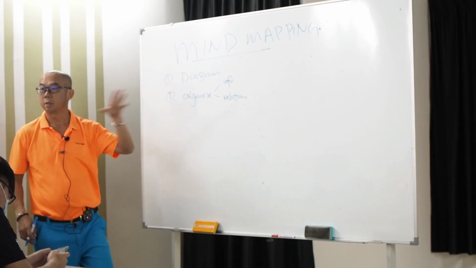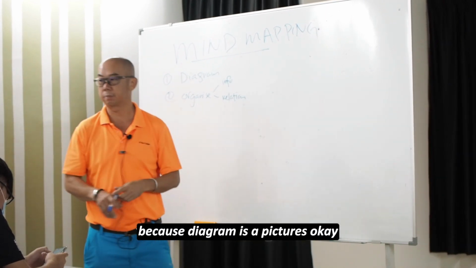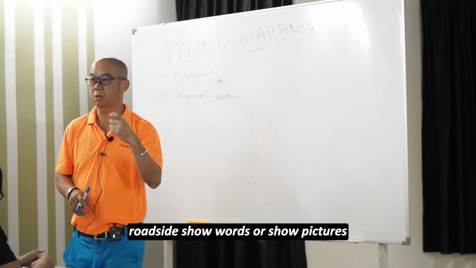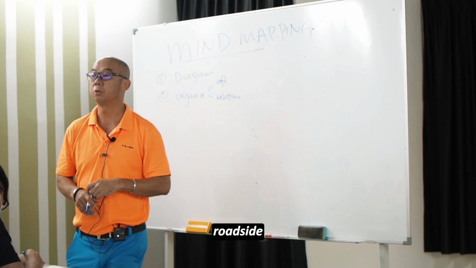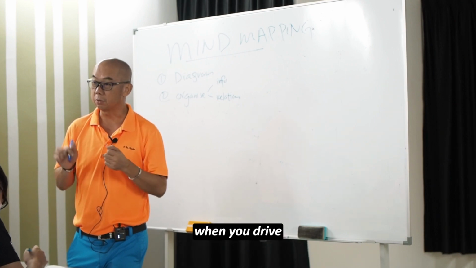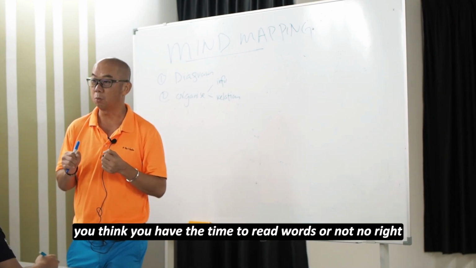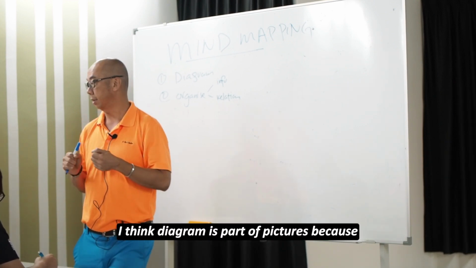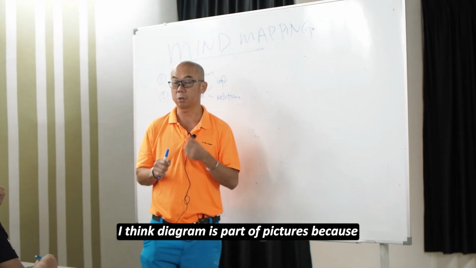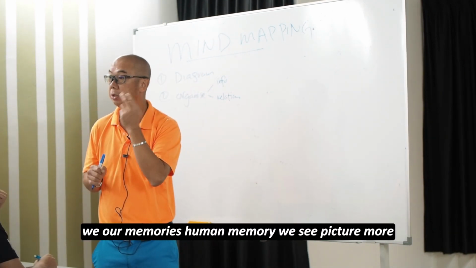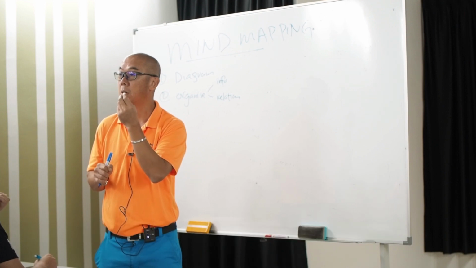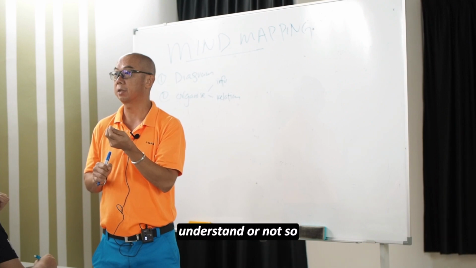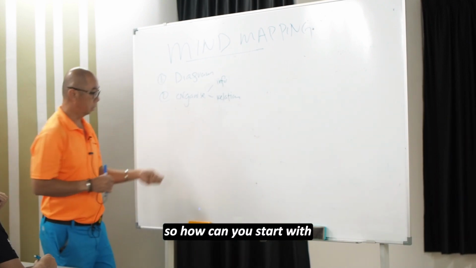I think why? Because a diagram is a picture. Road signs show words or show pictures? When you drive, do you think you have the time to read words or not? No, right? So most of the time they show pictures. I think a diagram is part of pictures because of human memory. We see pictures more than words. Understand or not?